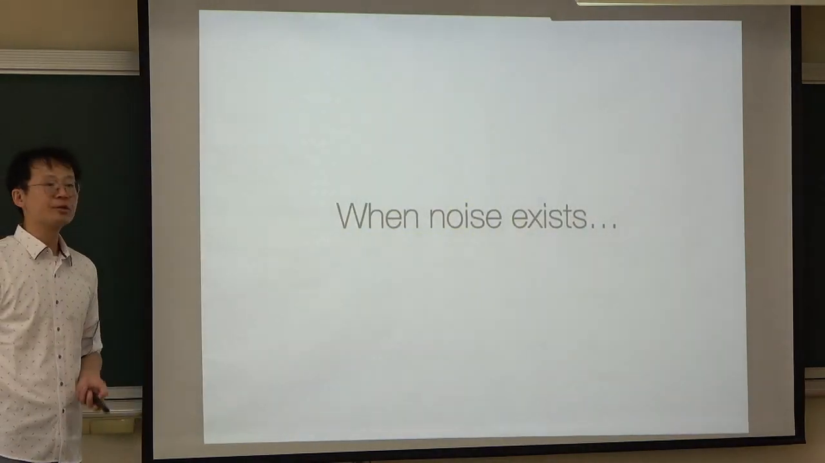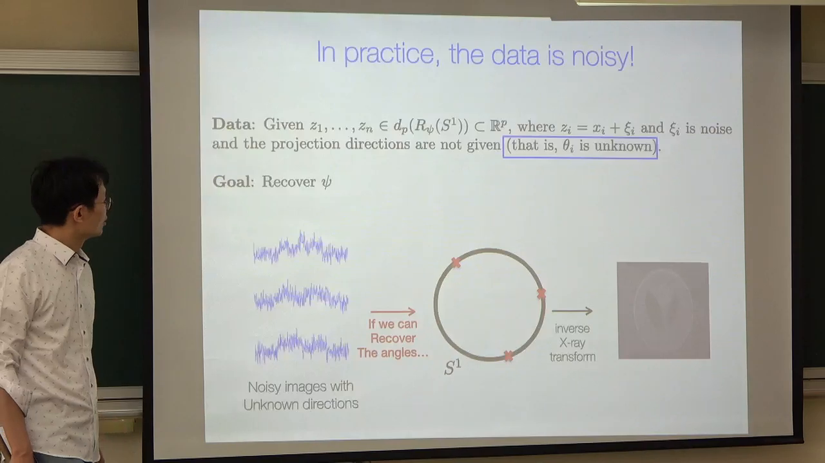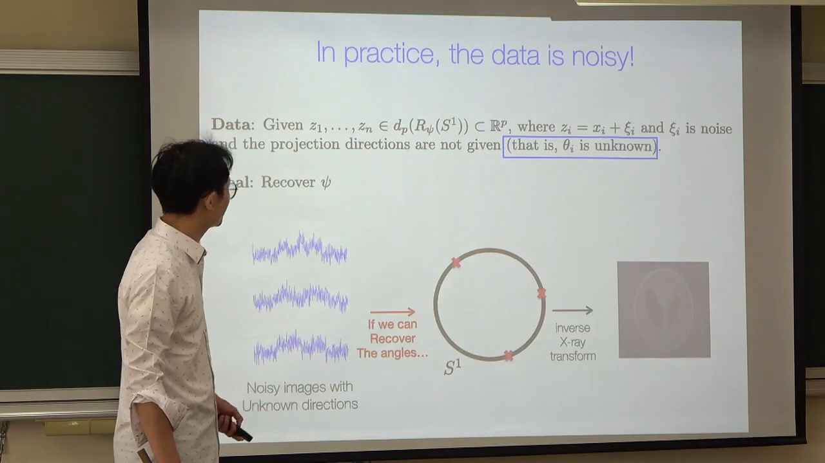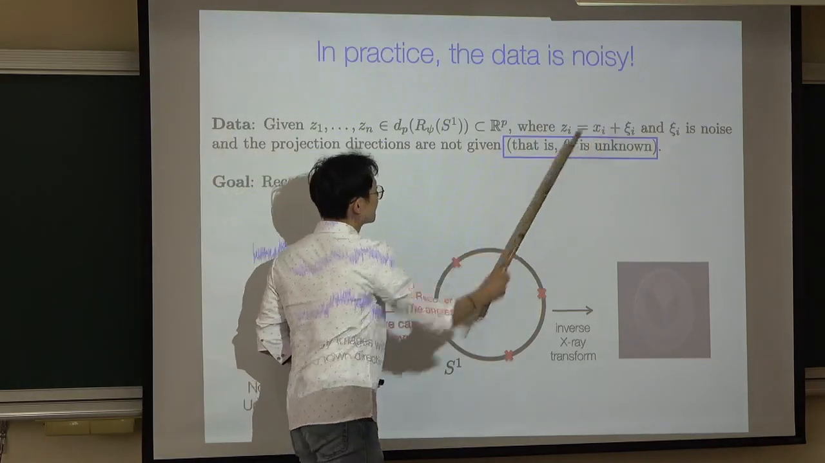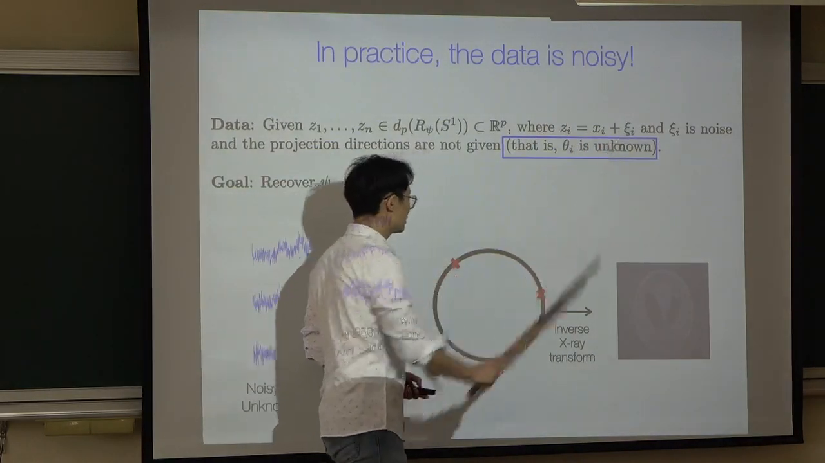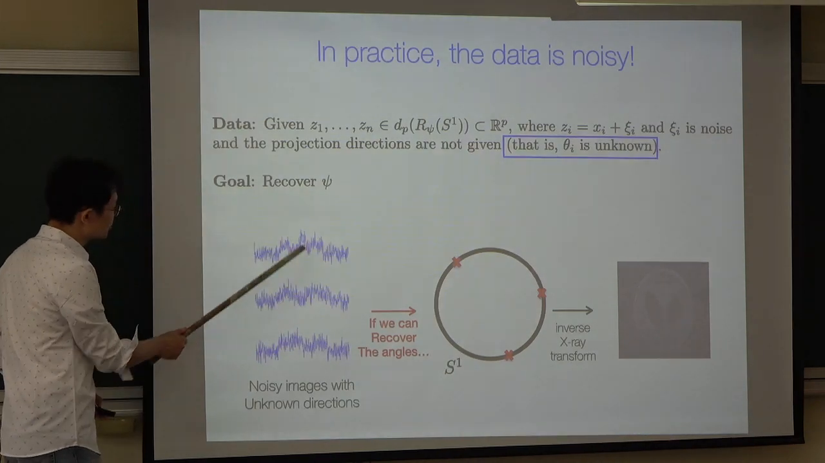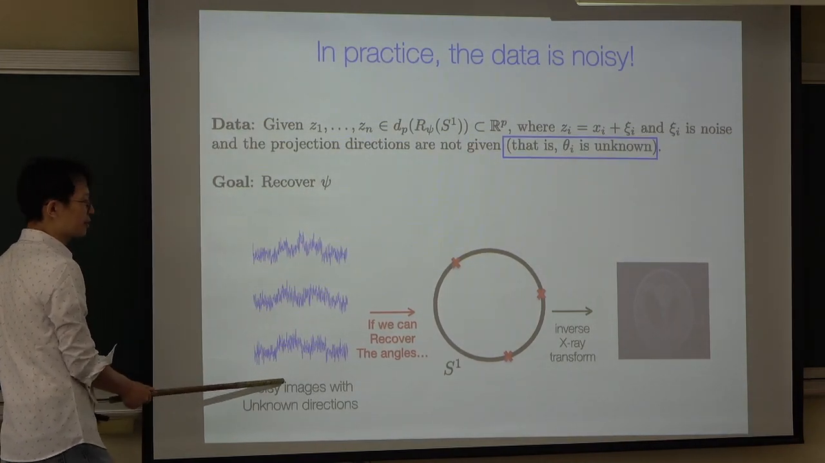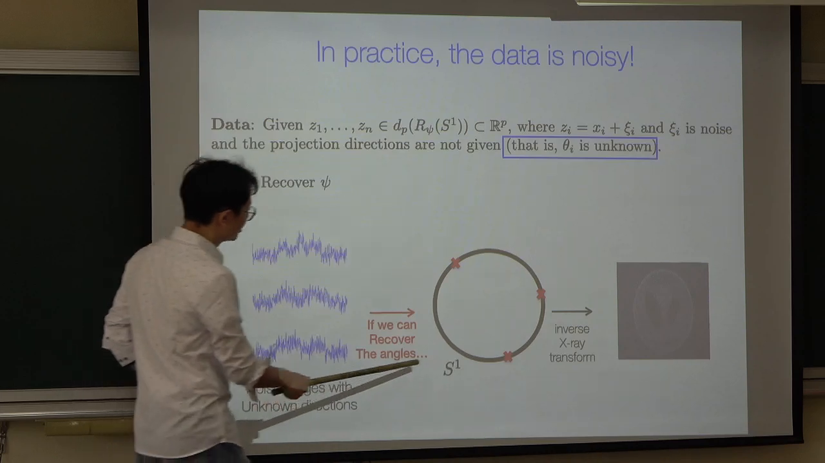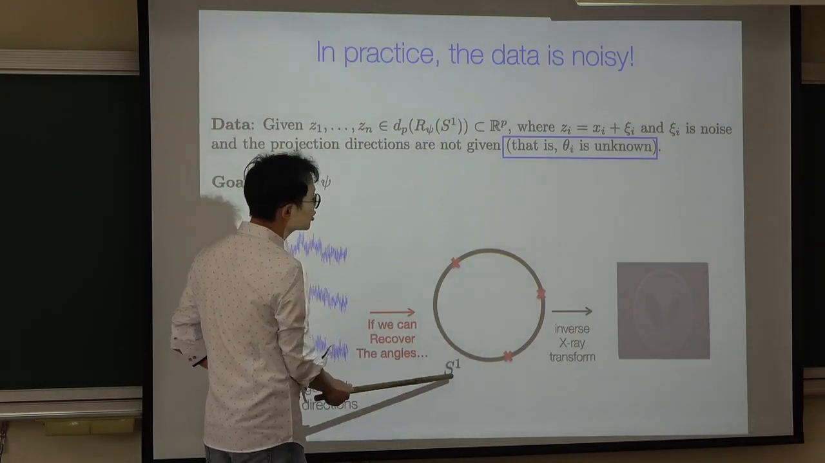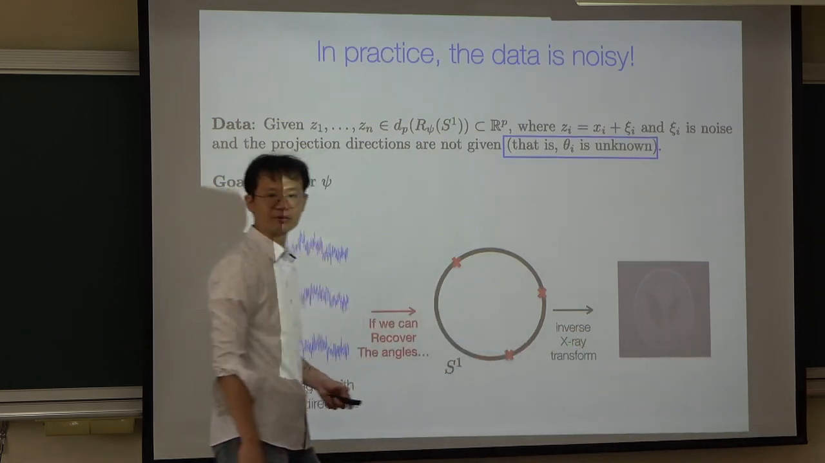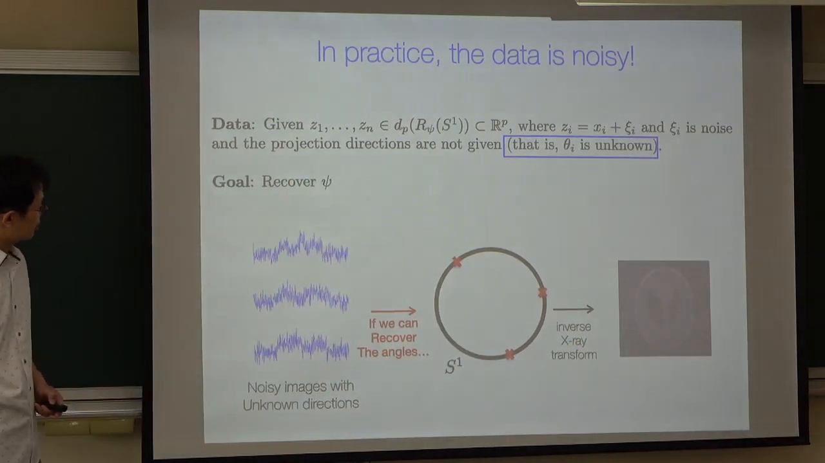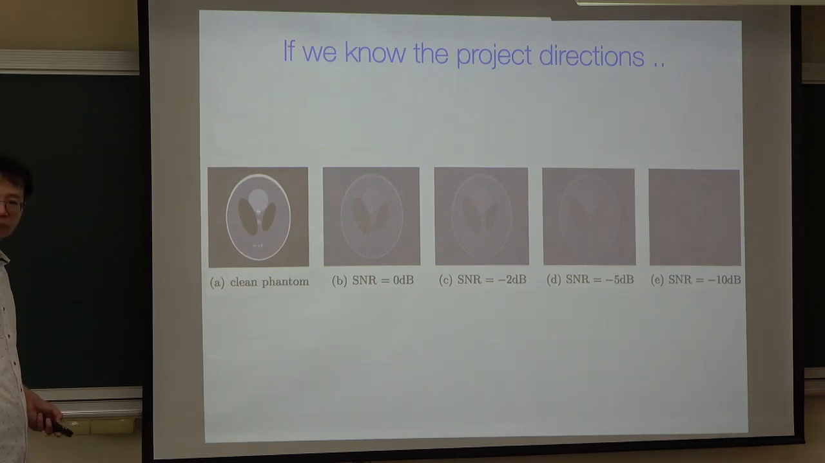And what happens when noise exists? Well, then the problem becomes very challenging. Right now, you have noisy data, and also θ_i is unknown. And you want to use the noisy data and ask if we can recover the projection angle. Suppose we can, then we can still apply the inverse X-ray transform to recover the phantom. However, is it really possible?